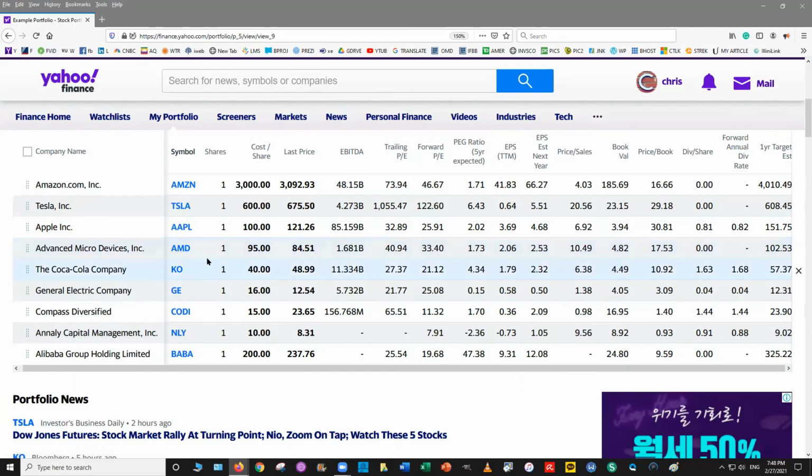Remember one more time, the forward PE and the next year estimates, that's what you're really hoping for, is the growth of the stock. Most of these numbers, the current PE just tells you where it's at now, doesn't always tell you the future. You always want to look to the future.